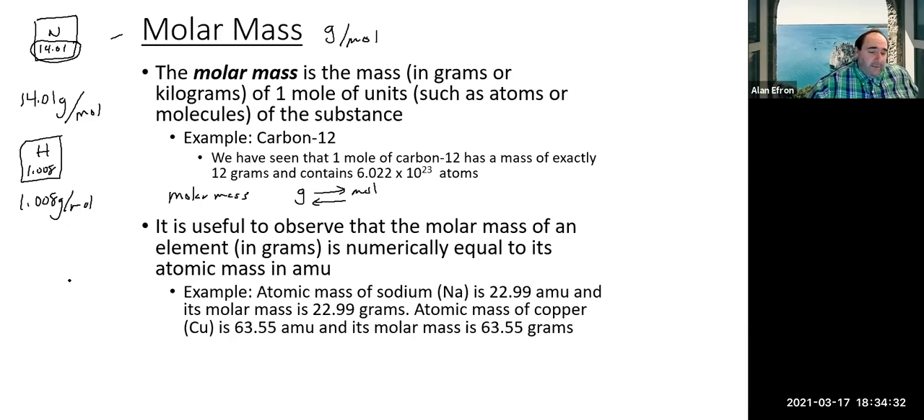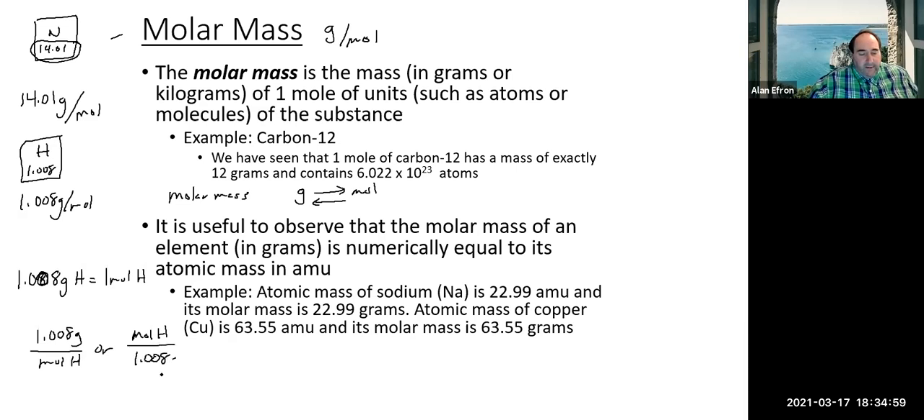So what does that really mean when we say it's 1.008 grams per mole? It means that you have 1.008 grams of hydrogen in every 1 mole of hydrogen. And you can use this as a conversion factor as well. So you could say that there are 1.008 grams per mole of hydrogen, or you could flip it around and put a mole of hydrogen up on top and 1.008 grams on the bottom.